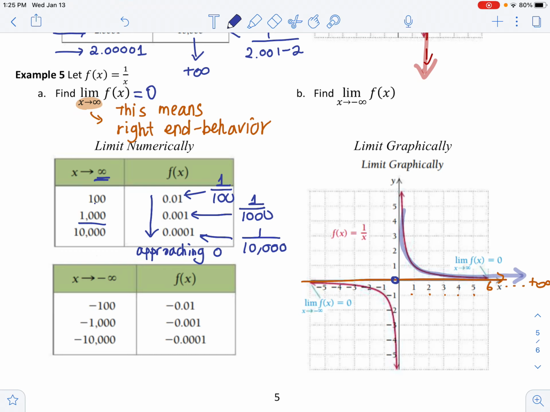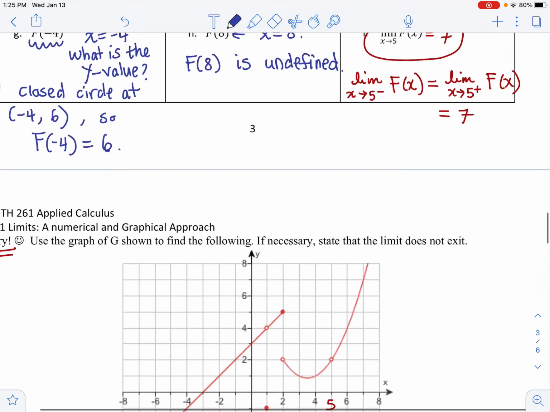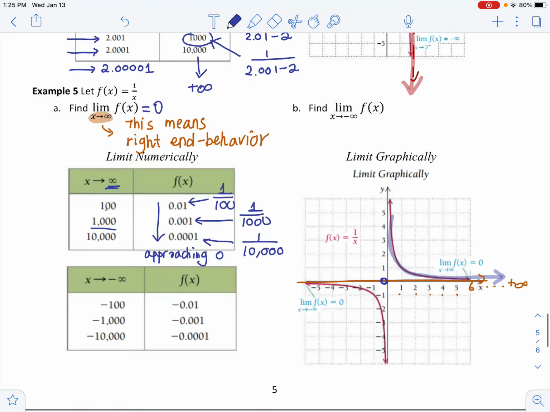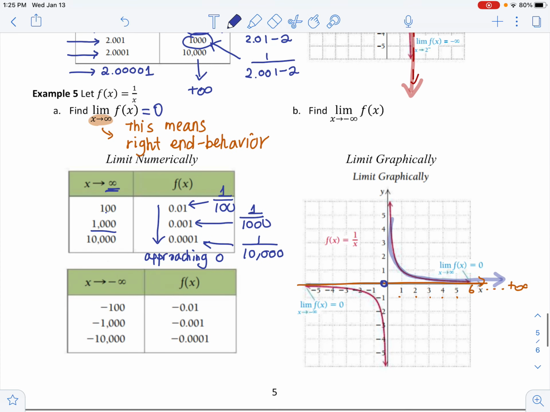So both numerically and graphically. In our Zoom meeting, we went over graphical limits and numerical limits, and hopefully on these lesson videos for the asynchronous part of the class, I want to go over these graphical limits. So please do watch that first video. We went over how to read limits graphically, okay? All right, let me come back and finish the rest of it.